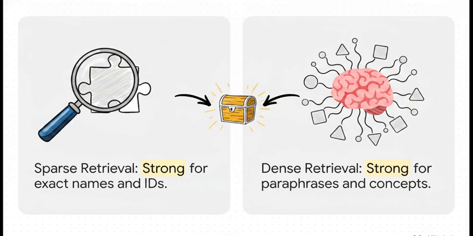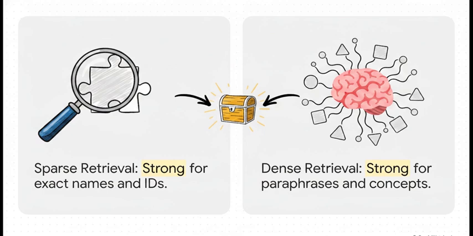Now, once everything is chunked, we essentially have 2 main ways to search that index. Sparse retrieval, like BM25, looks for exact keywords. It is absolutely fantastic for finding rare names or specific product IDs. Dense retrieval, which you probably know as vector search, looks for mathematical similarity in meaning. It's basically magic for handling paraphrases or vague concepts.